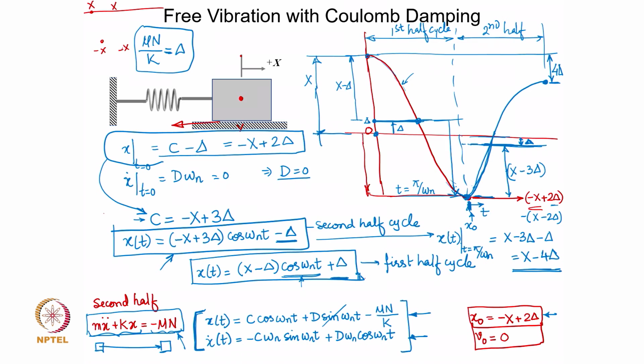the amplitude drops in a Coulomb damping, or dry friction damping, by a constant value, which actually means that if we draw an envelope touching the peak values of each of these cycles, it will be a straight line. Okay. So, there is a linear drop in the vibration amplitude in case of Coulomb damping, which is in contrast to the viscous damping case where it reduces exponentially.